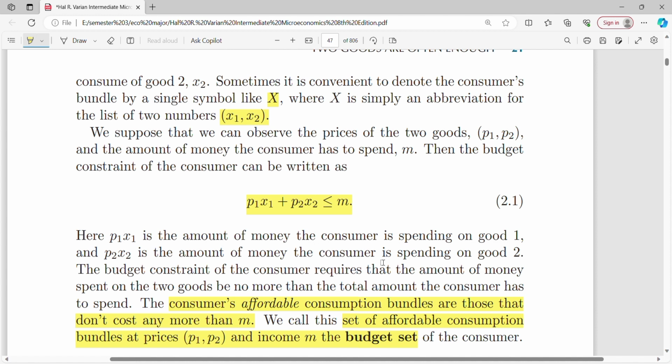All the bundles which come within the income of the consumer are named affordable consumption bundles, and the set of affordable consumption bundles at prices P1, P2 and income M is the budget set. And if there is no less than sign, that is if the consumption bundles exhaust the income of the consumer, so it is equal to M, if it costs exactly the income of the consumer, it is named the budget line. Okay.